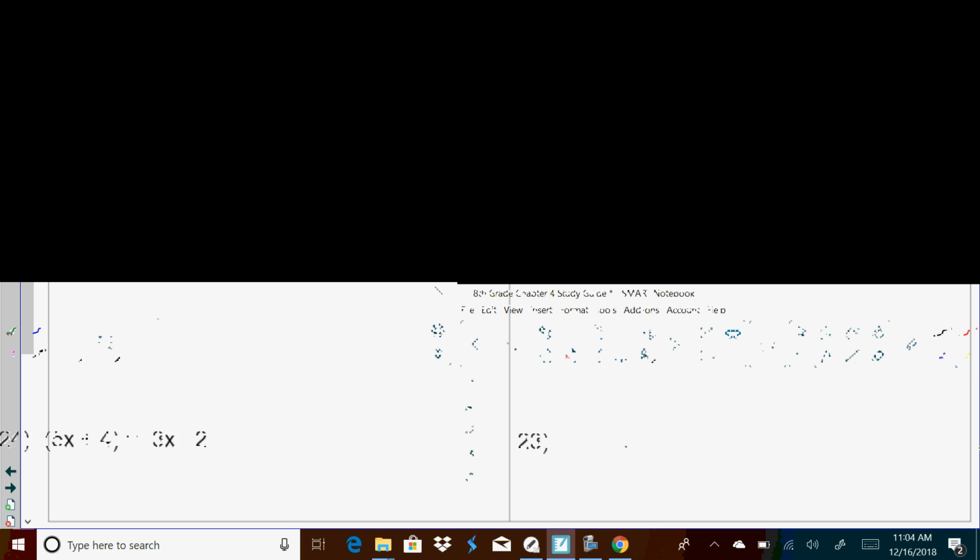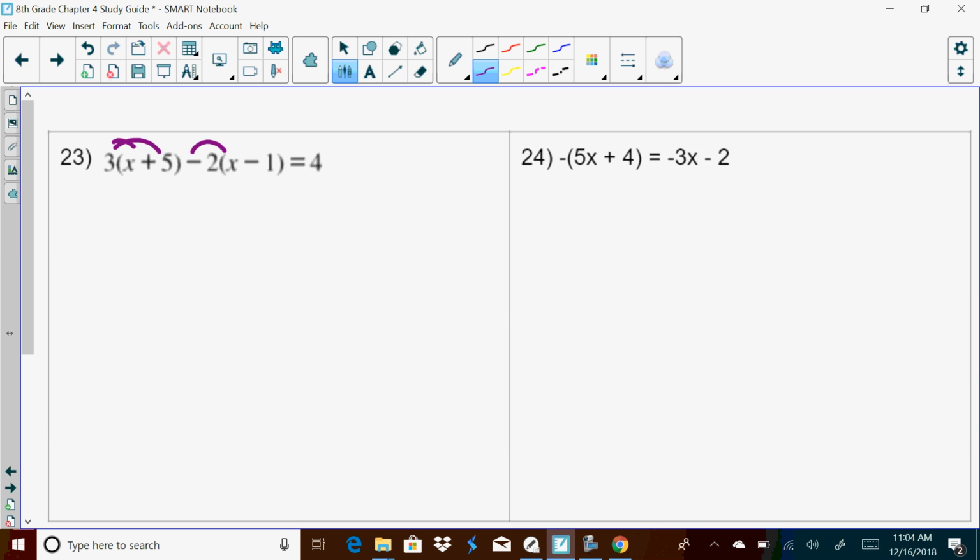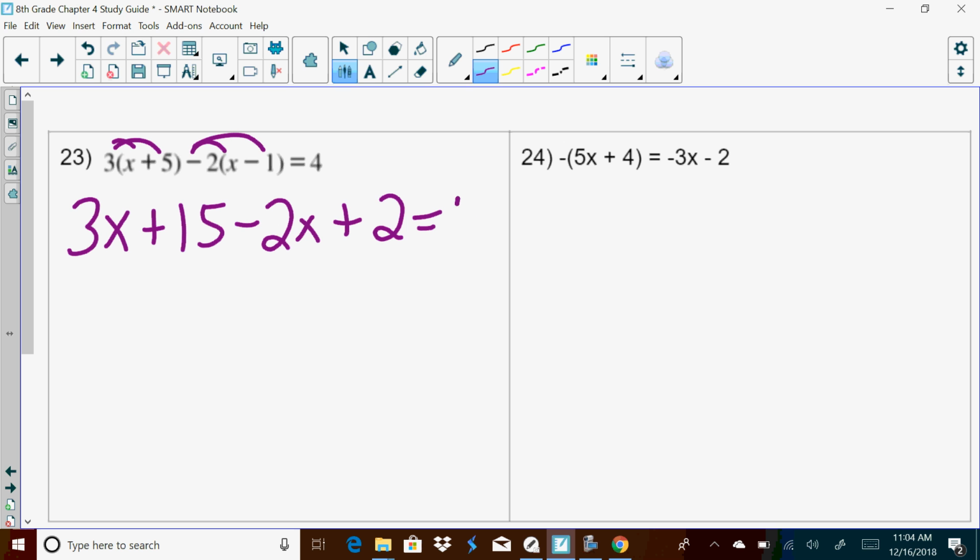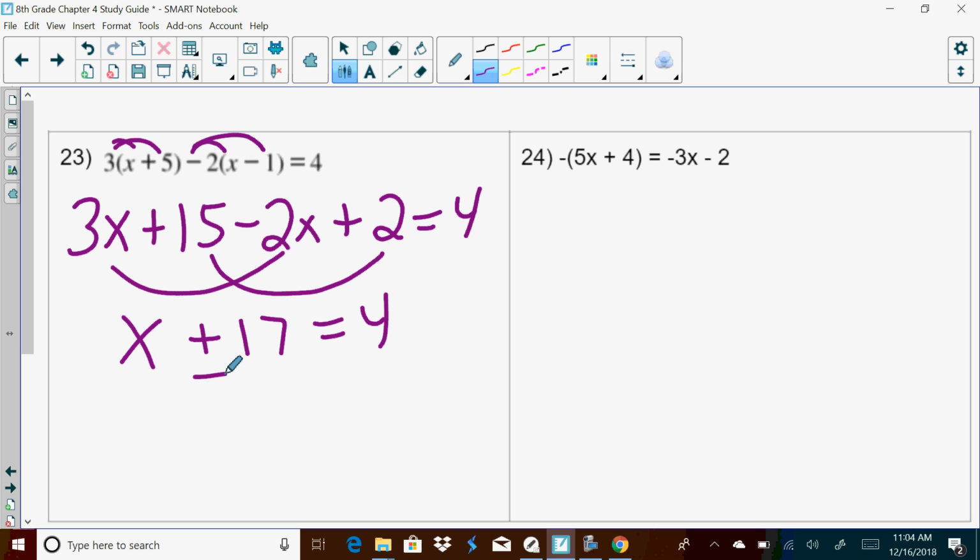Problem 23, first thing I'm going to do is distribute everything. So I get 3x plus 15 minus 2x plus 2 equals 4. Combine like terms, I end up with x plus 17 equals 4. Subtract 17 from both sides. I end up with x equals negative 13.